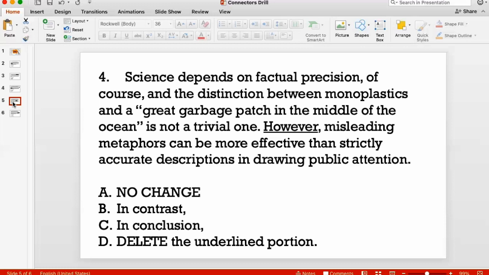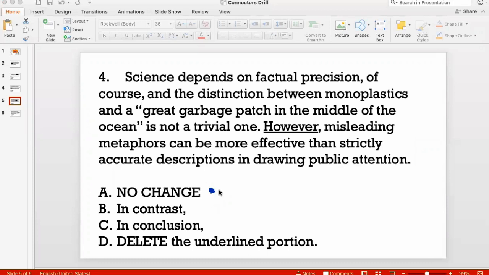And a misleading metaphor like a garbage patch is catchier, more attention grabbing than something scientifically regular, such as monoplastics. So there is definitely a contrast, and I like "however," right? So I'll keep "however," because "however" works as "but," so it makes sense.